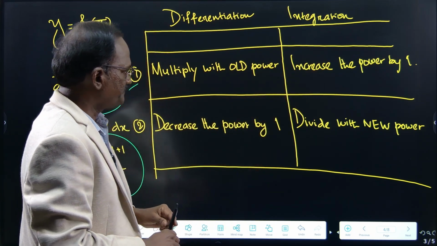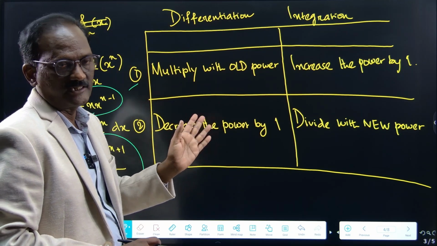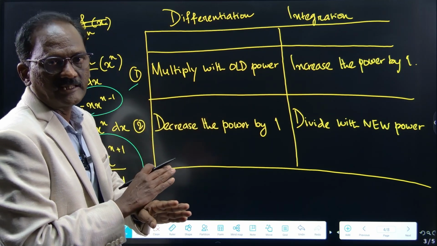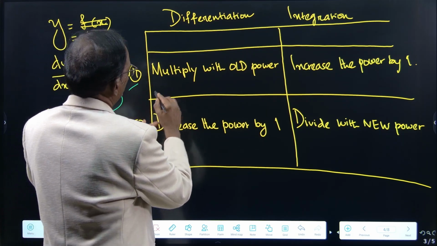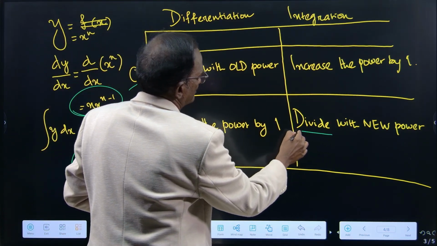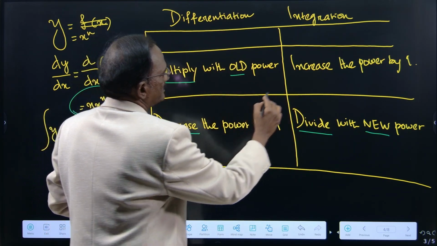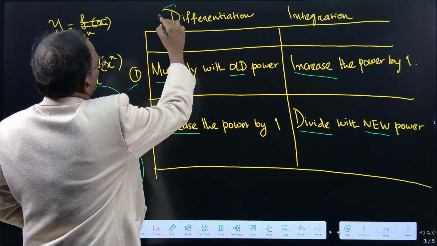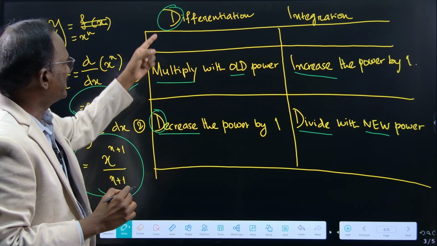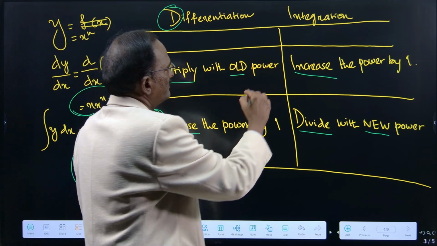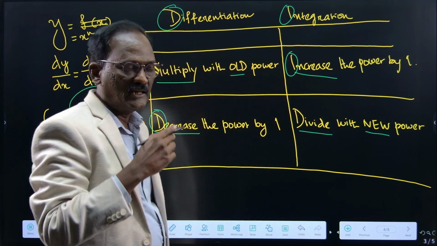You know, the integration is the reverse process of differentiation. Differentiation and integration are reverse processes. Here multiply, here divide. Old power, new power. Decrease, increase. For differentiation, you can match the letters D and D: decrease the power. For integration, you can match the letters I and I.